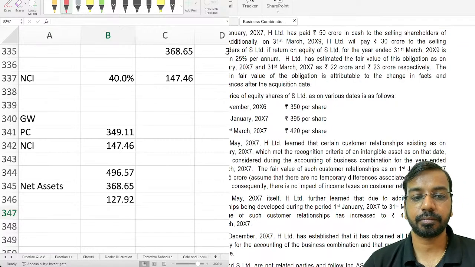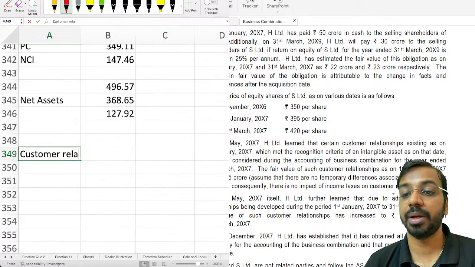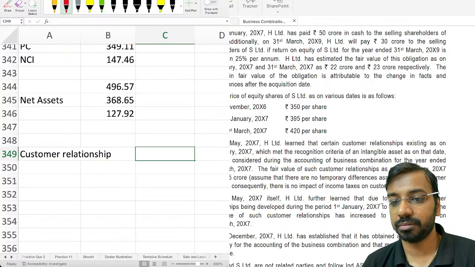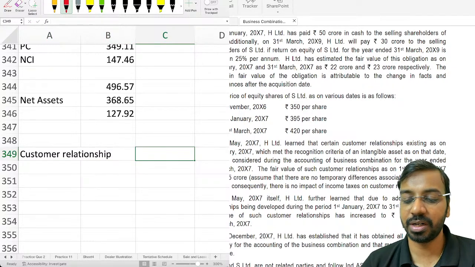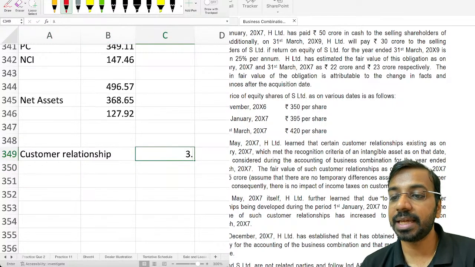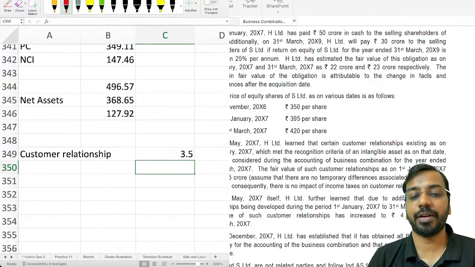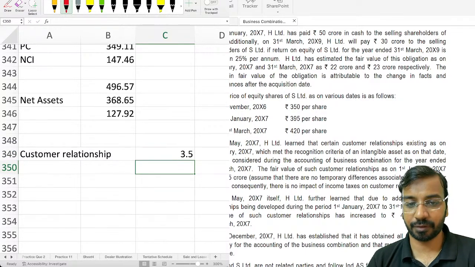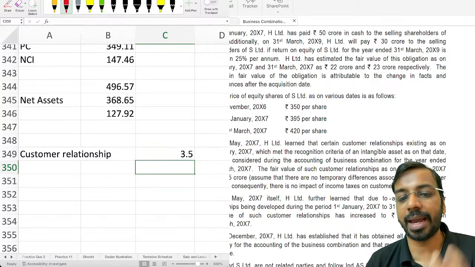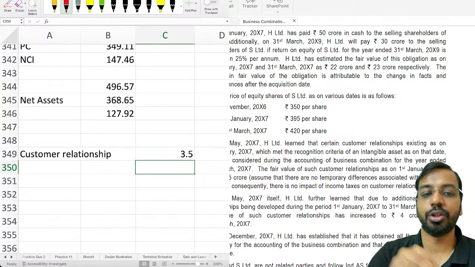Now customer relationship, when did we recognize? We identified it on 31st of May. What is the value? 3.5 crores. And the question says that there is no differences associated with this, no impact on income tax. Now this 3.5 crores, the customer relationship that I have identified, what will that do? That will increase my identifiable assets and it will reduce the goodwill.